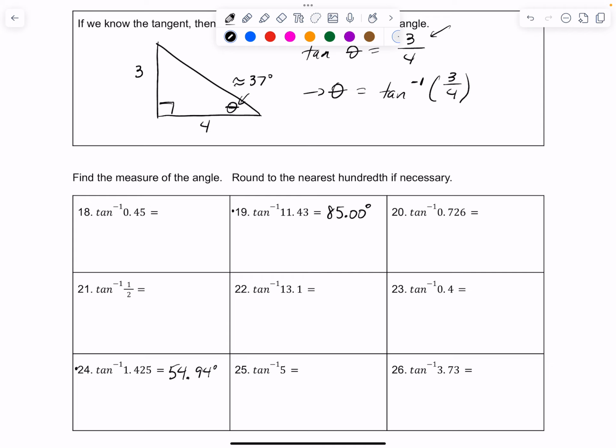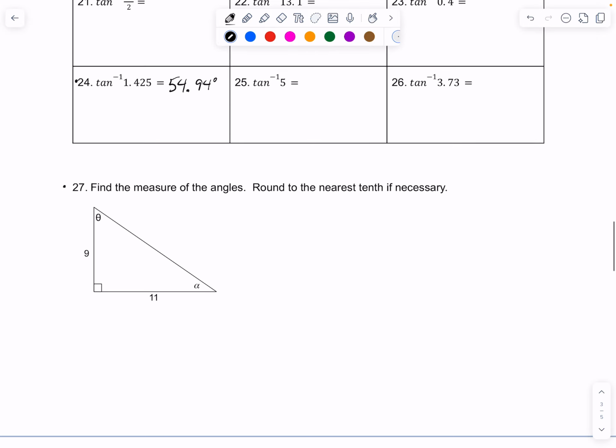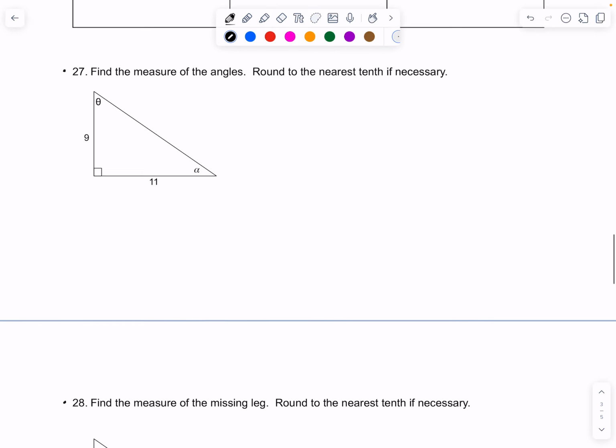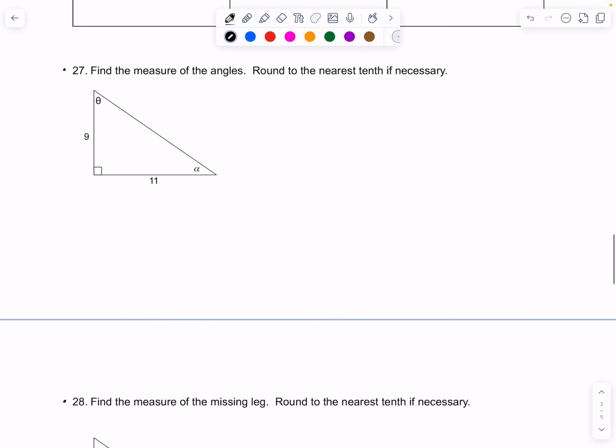Okay, so that is it for if you know the trig ratio and you want to ask, okay, what angle does it need to be? So if I took the tangent of it, I would get that trig ratio. Okay, let's do a couple more. All right, and this will be using some solving after you set up these trig ratios.